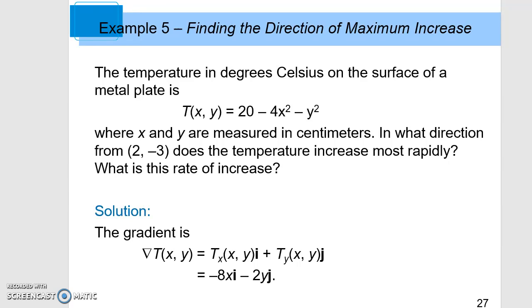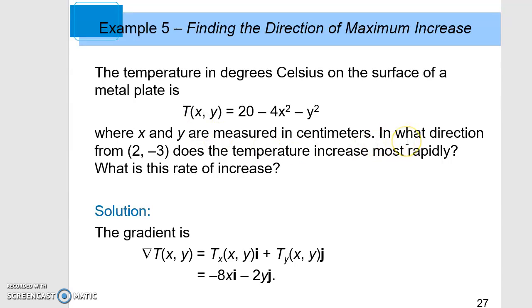Here is one example. We can use T of x, y, this time instead of height, to represent the temperature in Celsius on the surface of a metal plate. You can guess from this function that at the origin, the temperature is the greatest, about 20. And anything outside the origin will be less than 20. The further you go away from the origin, the colder it is. So this is the temperature function.